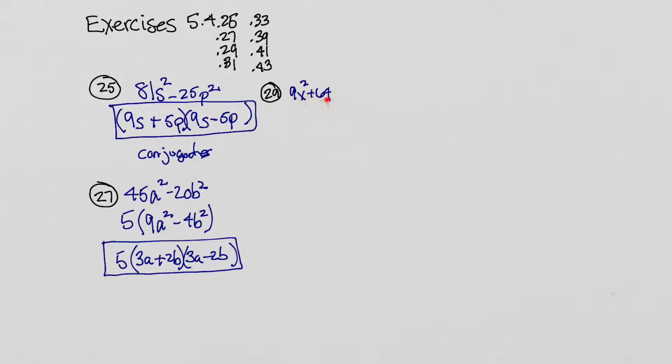Now this binomial is not the difference of two squares, right? It's the sum of two squares, 3x and 8. So it's the sum of two squares. There's no pattern for this, so we're going to claim that this is prime.